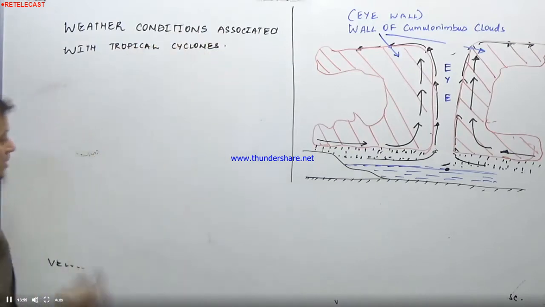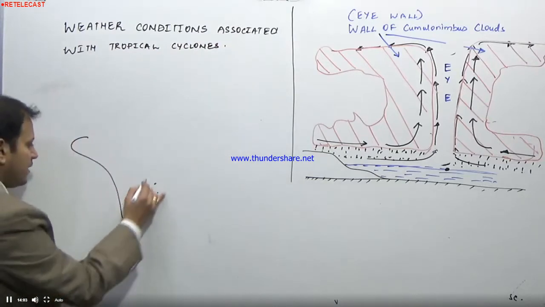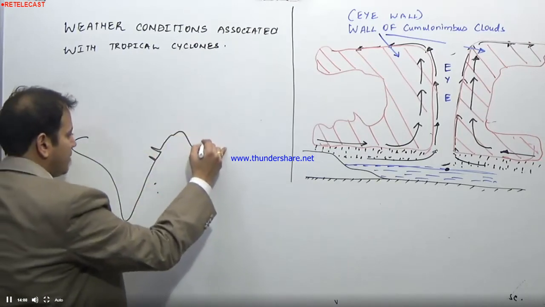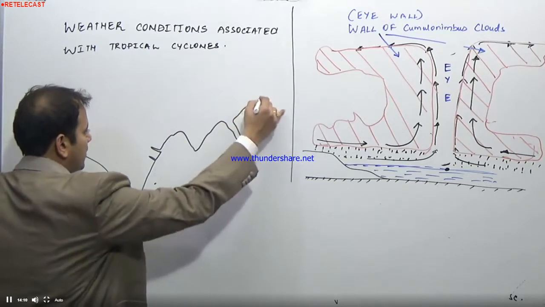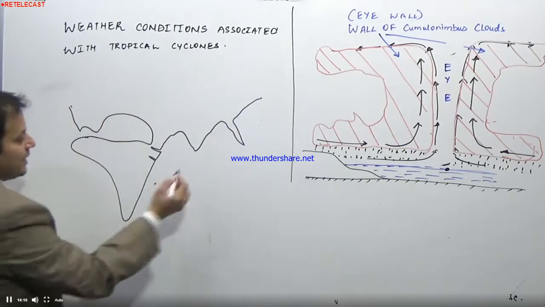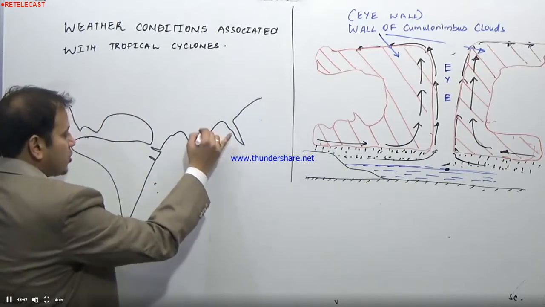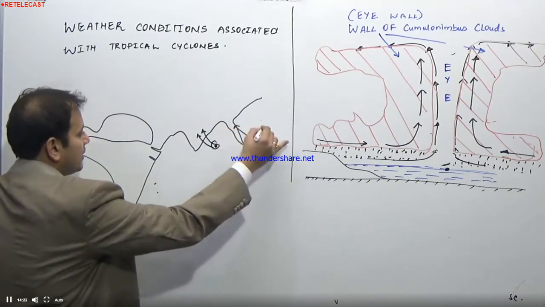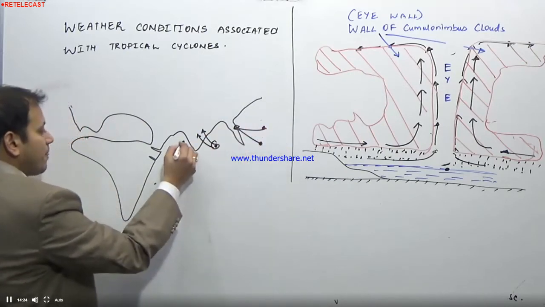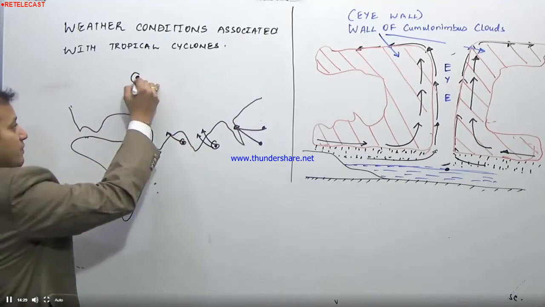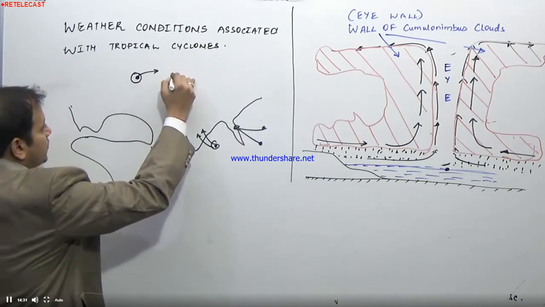Weather conditions that are associated with the tropical cyclone. See on the map, anywhere in the world, the tropical cyclones which are created. We will take the example of India here. The tropical cyclones which are generated, after originating, travel westwards, and therefore they hit India. Wherever they originate, they generally travel westwards, while on the other hand the temperate cyclones after originating travel eastwards. Why?